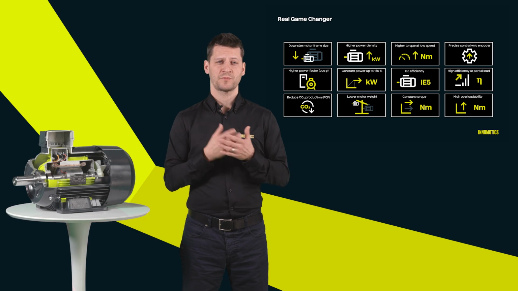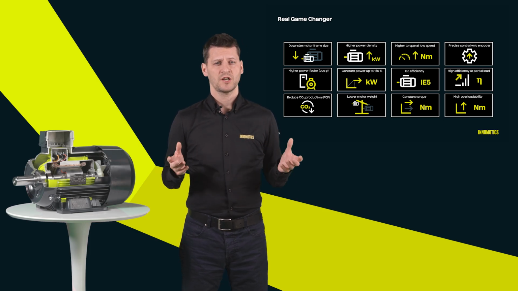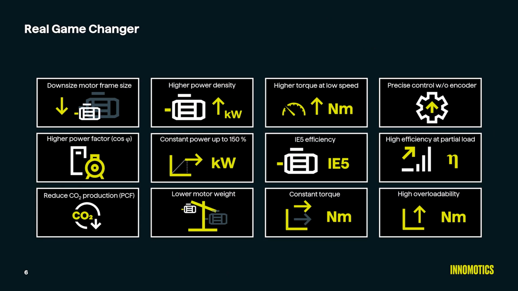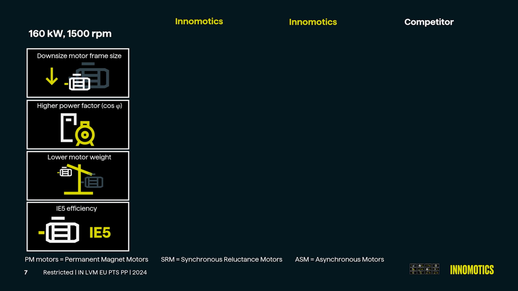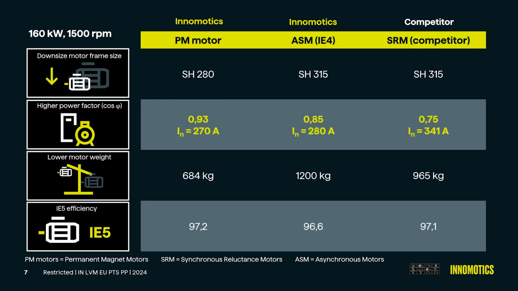Here we have the top 12 features of the permanent magnet motors. And I would like to show you the comparison of those 3 motor technologies using some of them, and to show you how a permanent magnet motor can be a real game changer. Here I have prepared one example. It is a 160 kilowatt motor, 4-pole, which means 1500 RPM.